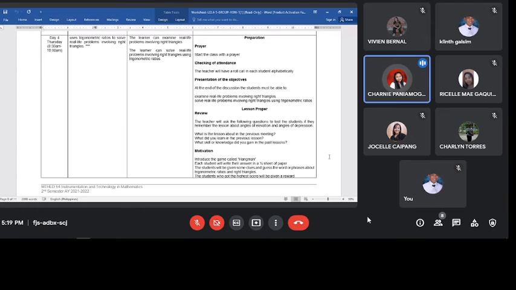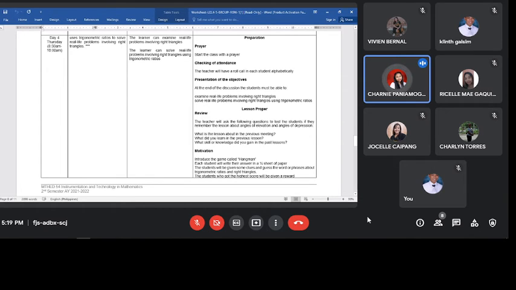For the lesson proper, the teacher will ask the following questions to test if the students remember the lesson about angles of elevation and angles of depression. First, what was the lesson about in the previous meeting? What did you learn in the previous lesson? What skill or knowledge did you gain in the past lessons?